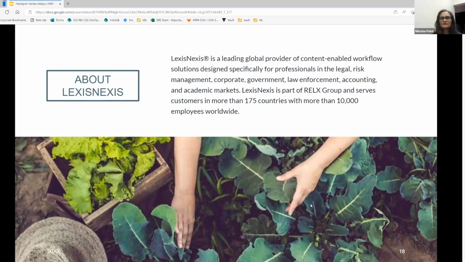LexisNexis is a leading global provider of data-enabled workflow solutions in different sectors for different professionals, like legal, risk management, government, healthcare, accounting, and farming as well. LexisNexis operates and provides its services to customers in more than 175 countries, and we have more than 10,000 employees worldwide. So that was a short description of who we are.